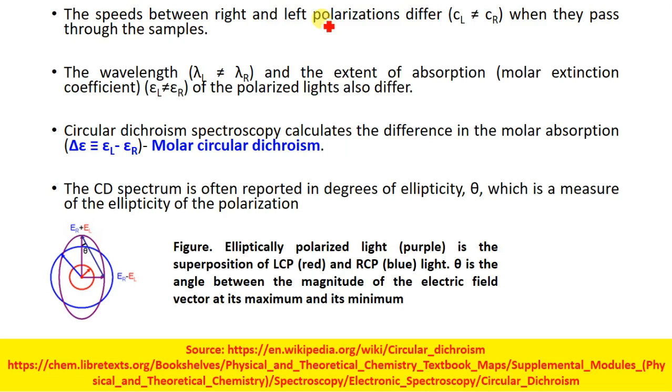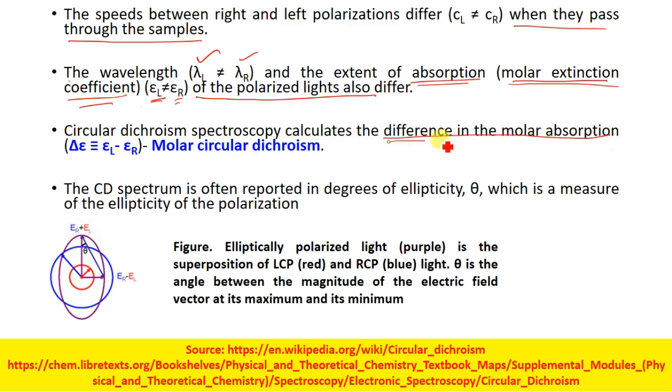Now the speeds between the right and the left polarizations differ when they pass through the samples. Then the wavelengths lambda L and lambda R are not equal, and the extent of absorption, which is regarded as the molar extinction coefficient, epsilon L and epsilon R, are not equal for the polarized lights. They also differ. Then circular dichroism spectroscopy calculates the difference in the molar absorption coefficient.